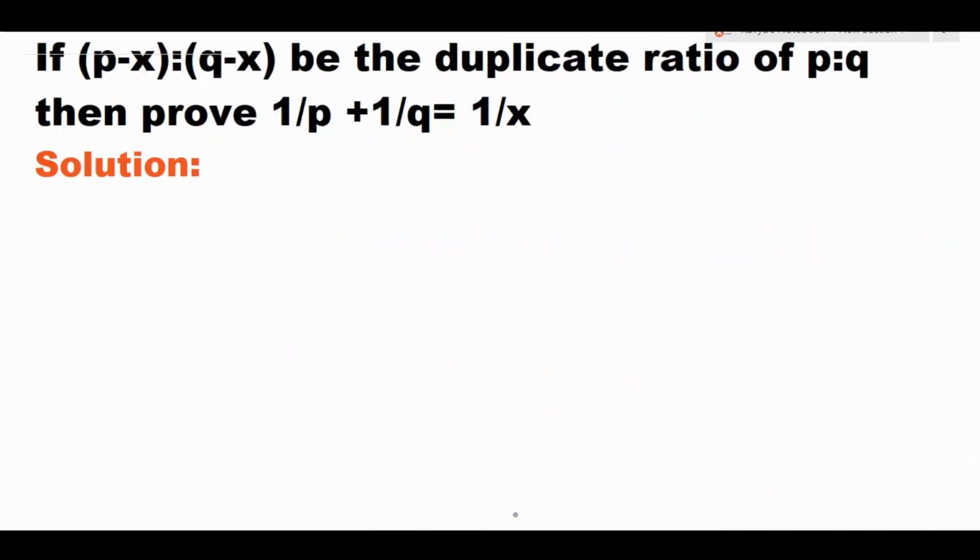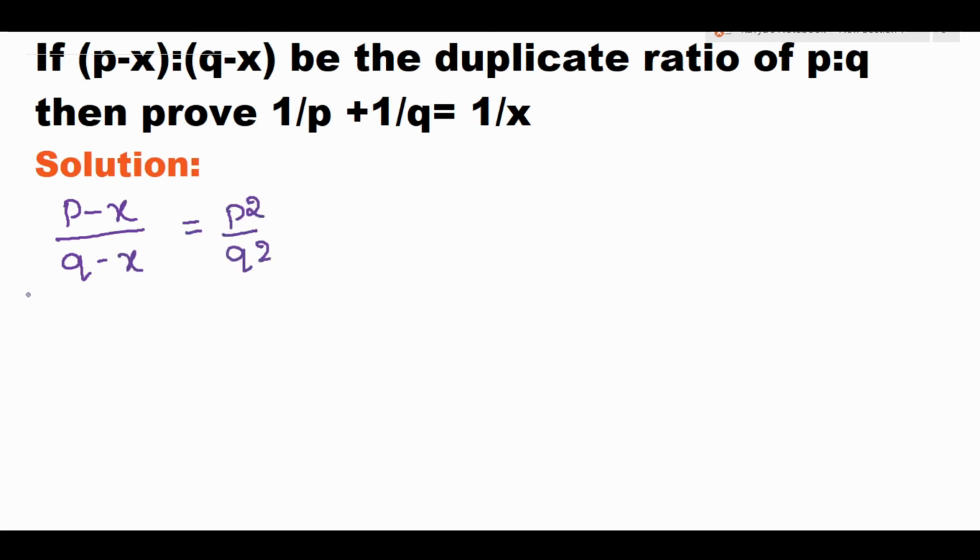The next question is, if P minus X is to Q minus X be the duplicate ratio of P is to Q, then prove 1 by P plus 1 by Q is equal to 1 by X. So we already learned about the duplicate ratio in the last two videos. So let's write the duplicate ratio. Let's write what's in the question now. P minus X divided by Q minus X is the duplicate ratio, means it is P square by Q square.